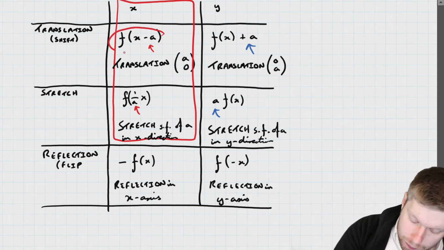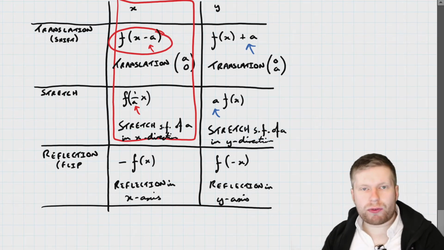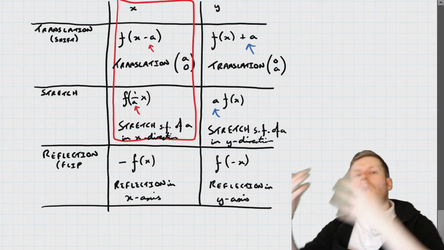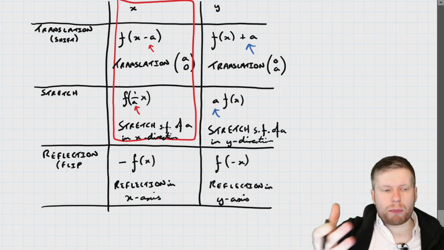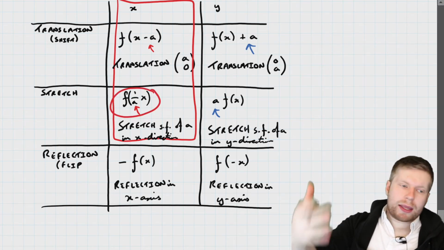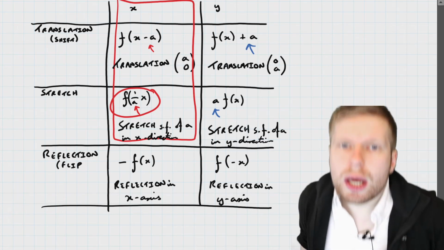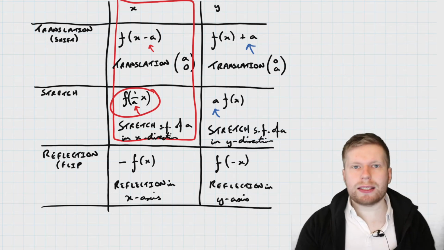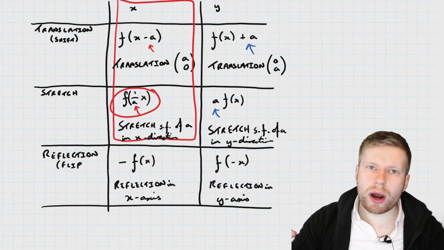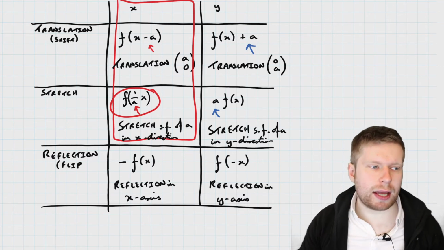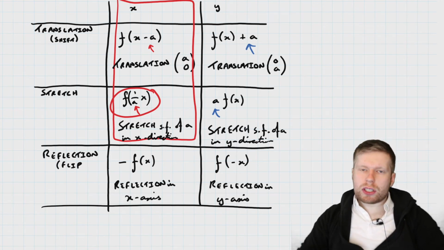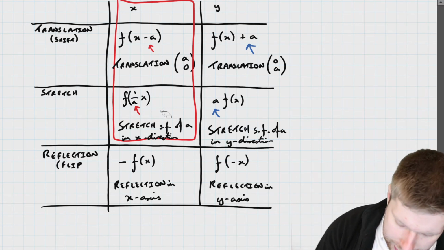So with a translation, if it's f of x minus some value, it's actually moving it to the right by that value, okay? Or if it's f of x plus some value, it's actually moving it to the left by that value. Likewise with stretch, it's changing the x, it's multiplying the x by some value, so it's changing the x values. But if it's a half times by x, it's actually stretching it outwards horizontally twice as much. Whereas if it's f of a half times x, or f of 2 times x, it's actually moving it inwards by twice as much. Okay, so it's the opposite of what you think it should be. Opposite of what intuitively makes sense.